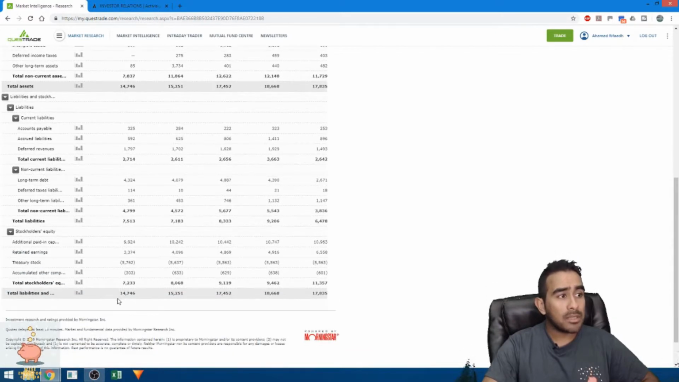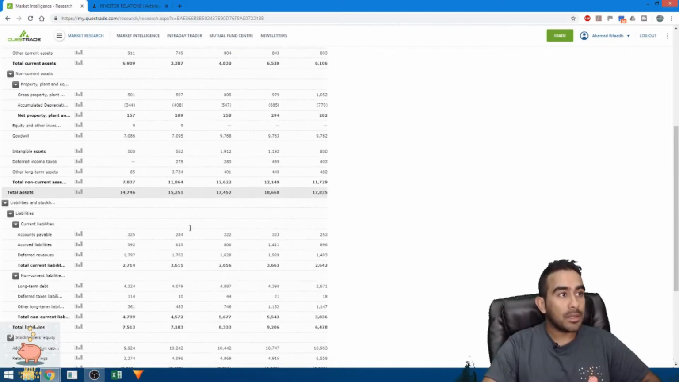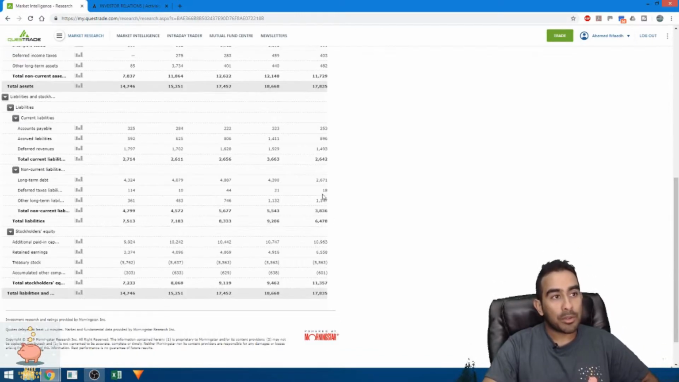Total liabilities kind of went down, pretty awesome. That means they're paying off debt. You can see here it's from 4.3 to like 2.6 billion, right? So that also went down a lot. They're paying off debt. That tells me a lot. So I compare all this kind of stuff.